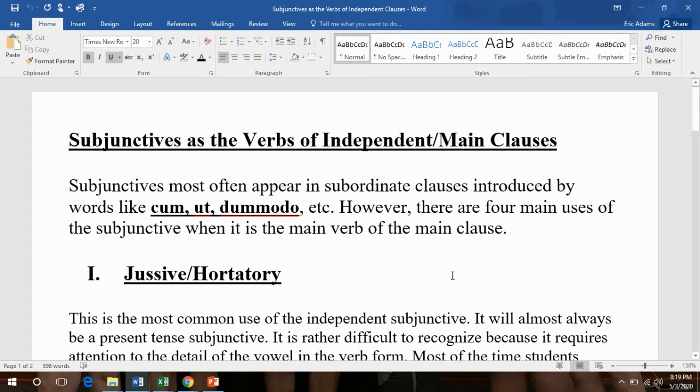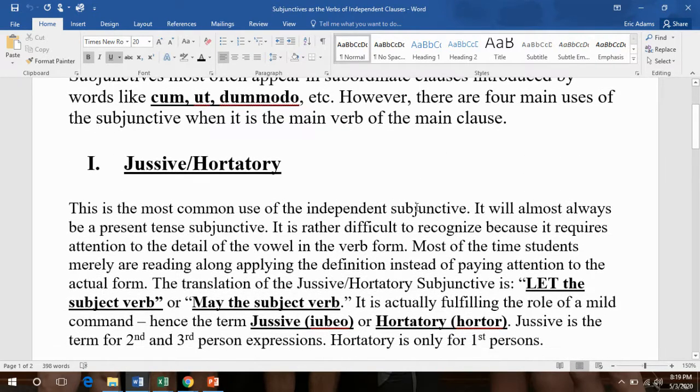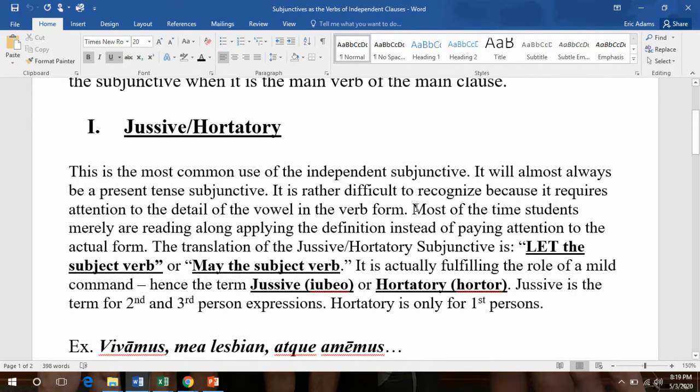So, subjunctives as the verb of independent or main clauses. The very first one that we encounter, I would argue, is the most popular and the most common use, and it is called the jussive or hortatory. Don't worry about the two different names. It's just that it's called jussive when the verb is not first person. So we have obviously a subject of he, she, it, they, and of course you and y'all. But when it is first person, then the subject is I or we. It is referred to as hortatory. For whatever reason, those are just the terms that it uses.